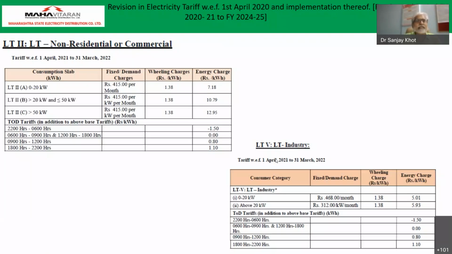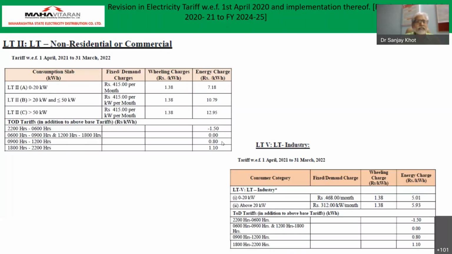Suppose here, if I take an example, for above 50 kilowatt the rate is 12.95. If you use the electricity between night 10 to morning 6, there is a reduction of 1 rupee 50 paisa. So this much is reduced from this 12.95. And even for the peak period, morning 9 to 12 and evening 6 to 10, the rates are extra, that is 12.95 plus 80 paisa that we need to pay if I use the electricity from 9 to 12.